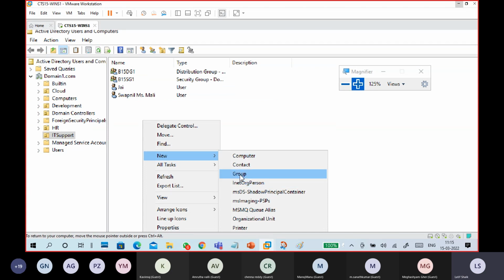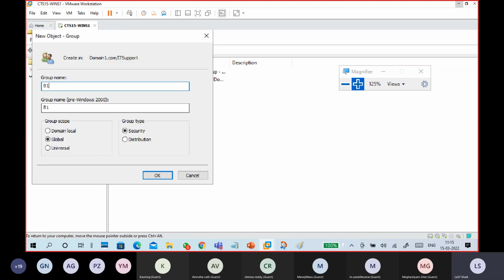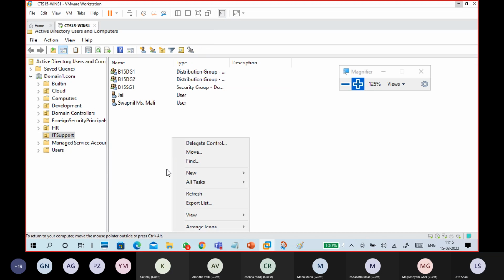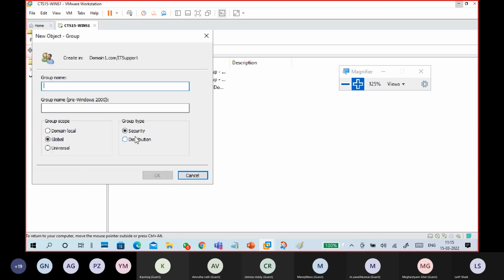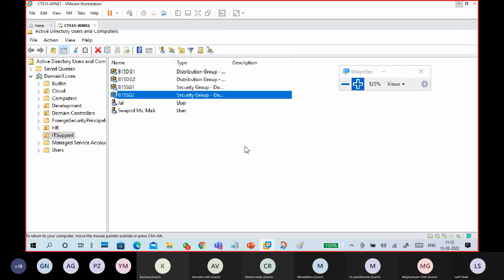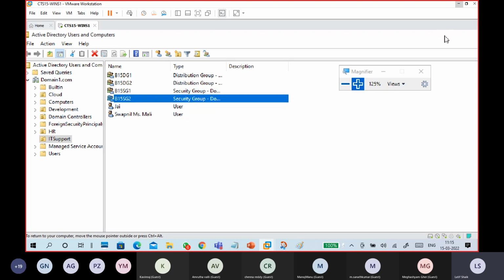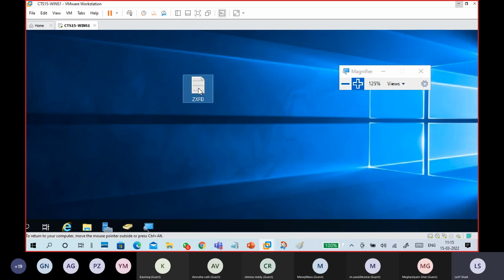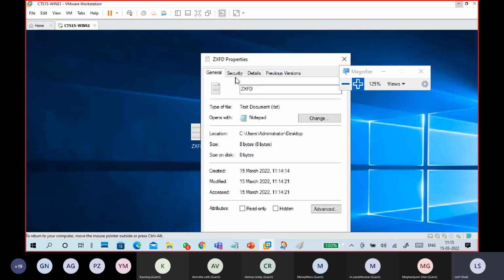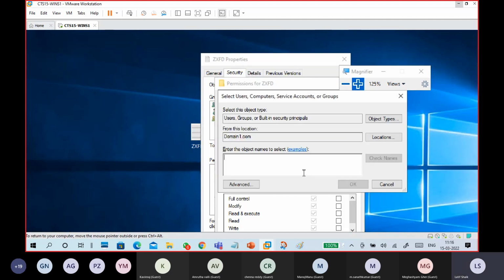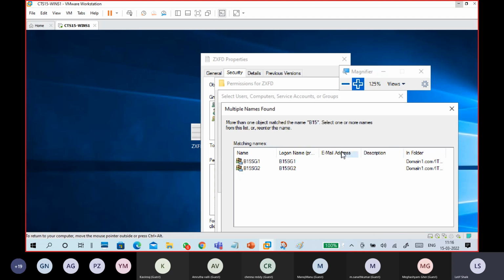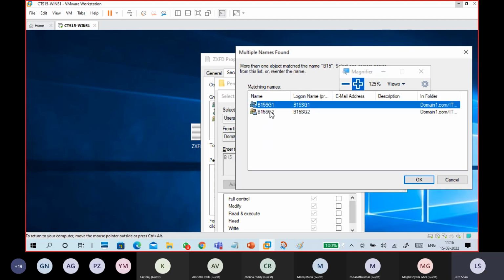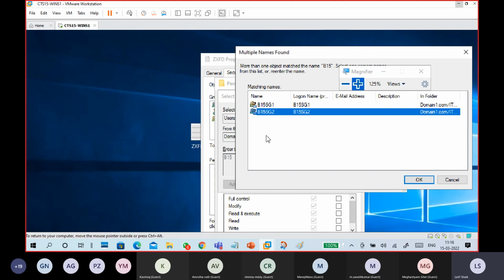I'm going to create another group, B15 DG2, which is a distribution group. And B15 security group. Okay, so I have four groups now. Again the same file: properties, security, edit, add, B15. Look at this. It is showing SG1, SG2, not DG1 and DG2. Why?